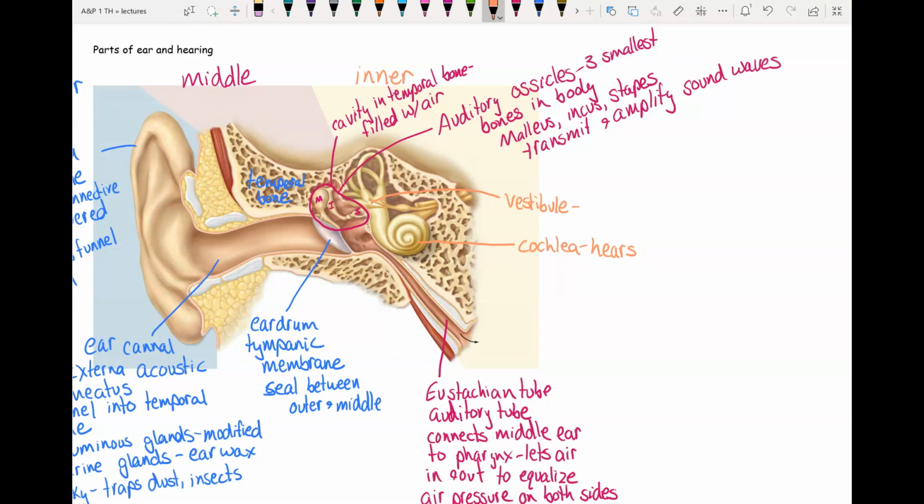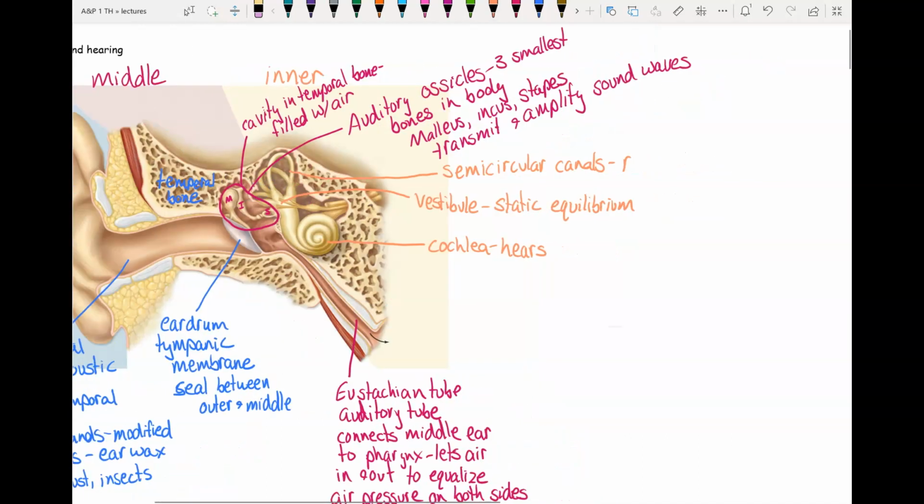So this is your static equilibrium. Equilibrium is another name for your balance. Static means you know which way gravity is, you know if you're accelerating or decelerating. Then up here, what look like these crazy antennae on the snail, are the semicircular canals. These give you rotational equilibrium, so they know when you're spinning or turning.